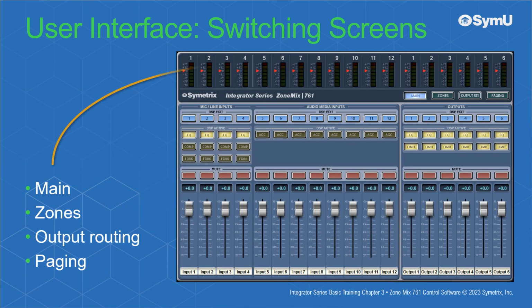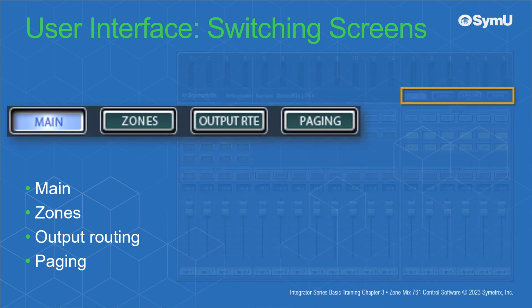The 4 main sections for audio management are the main screen, the zone processing screen, the output processing screen, and the paging screen. Each of these areas are accessed via their respective buttons, which are below the meters.